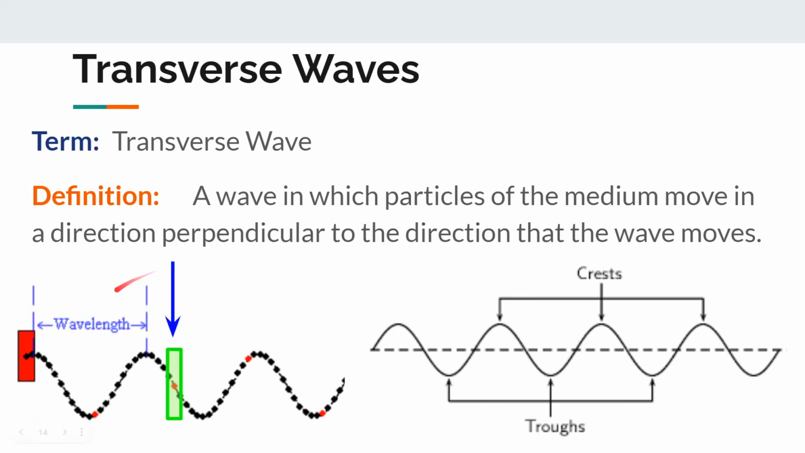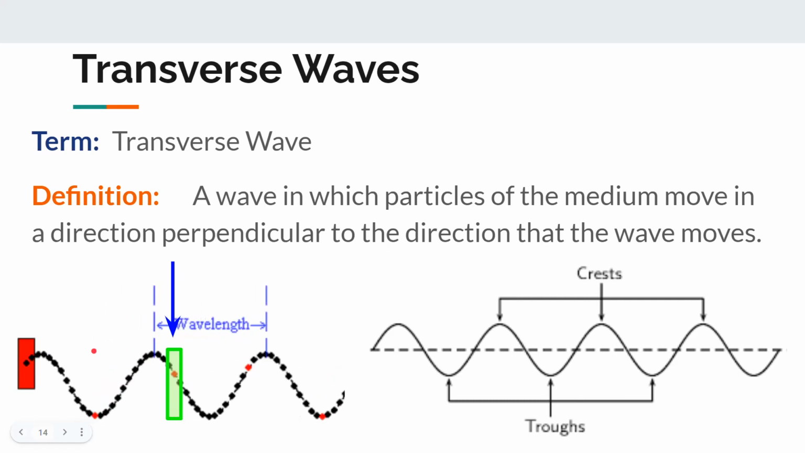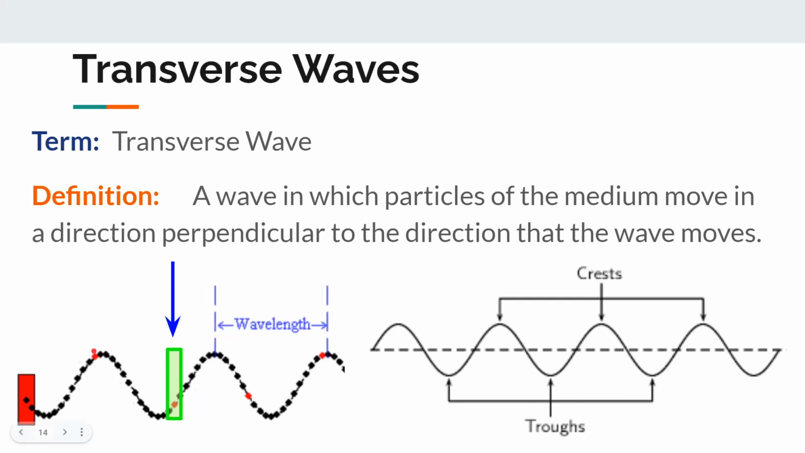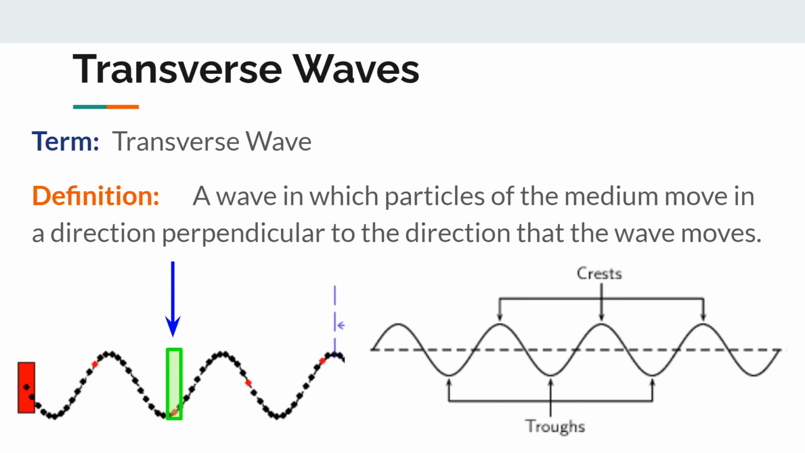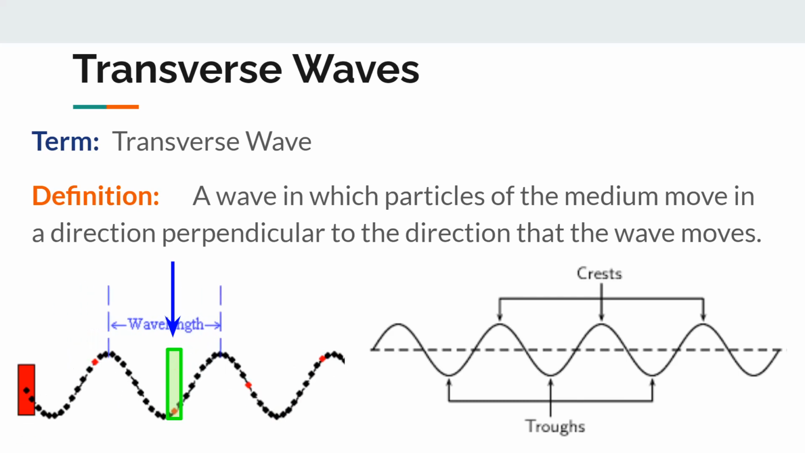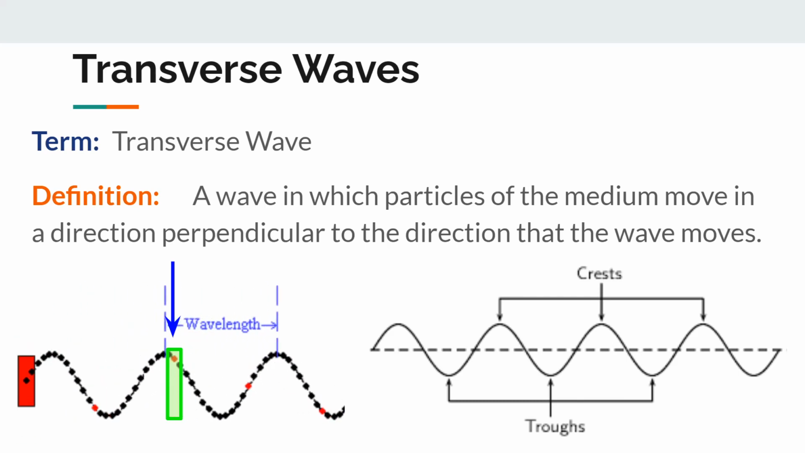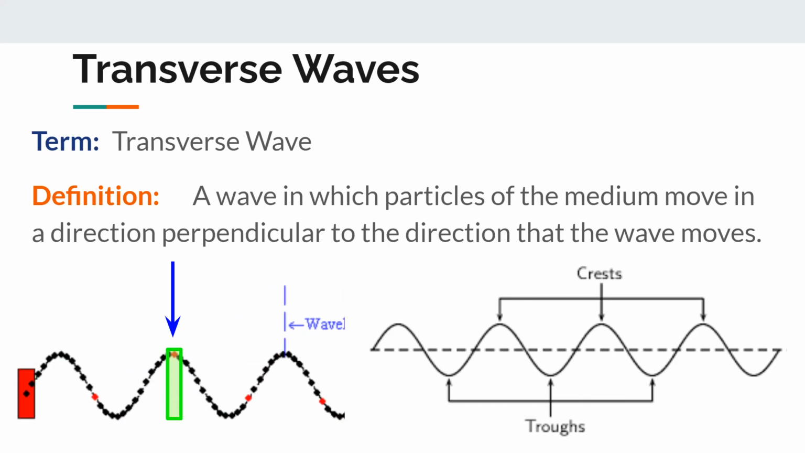So this wave, if you watch this animation toward the bottom left, the wave is moving from left to right. However, the particles of the medium are oscillating up and down. Pick any one of those points. I picked that red one, and you can watch it. It just goes up and down. So its motion is perpendicular to the wave's direction of propagation.